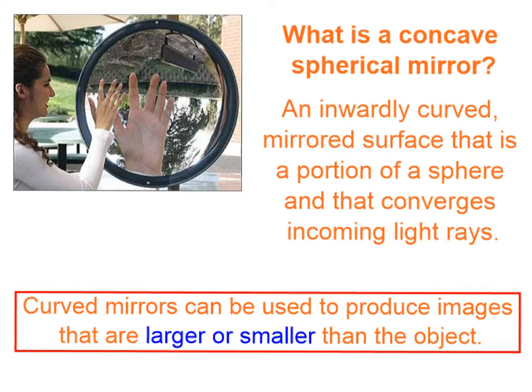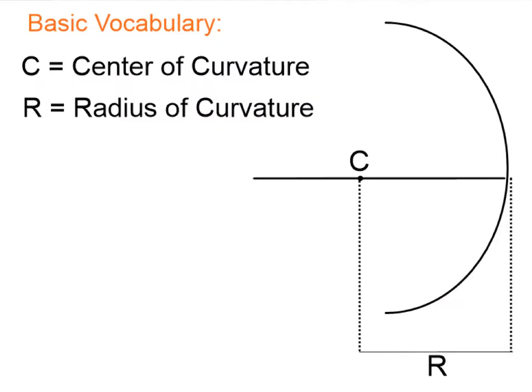What is a concave spherical mirror specifically? A concave spherical mirror is an inwardly curved mirrored surface that is a portion of a sphere and that converges incoming light rays. So if we were to look at a diagram of a concave mirror, it would look like this, where this part right here is the mirrored part of the mirror.